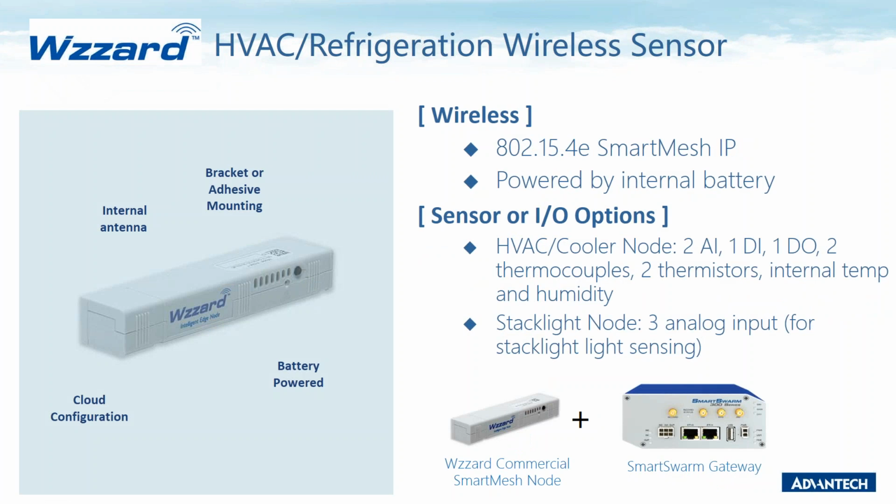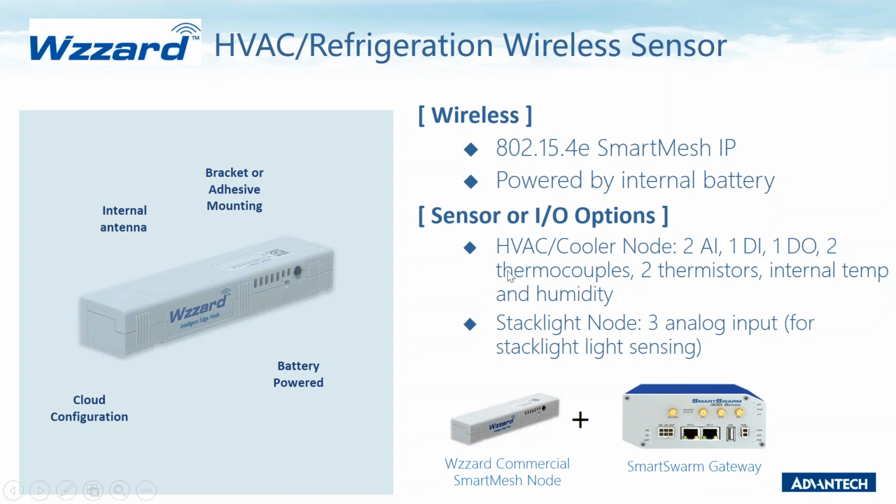So we also have a pretty slick refrigeration type sensor. Think of this as a different form factor, obviously, than the blue Wzzard node I just showed. But the inputs are pretty useful for cooling, HVAC, refrigeration type sensing. So it's battery powered. It's got an internal antenna. You essentially either adhesively mount it or bracket mount it. And it makes connections to HVAC equipment, right? Thermocouples, thermistors. It's got internal temperature and humidity sensing.